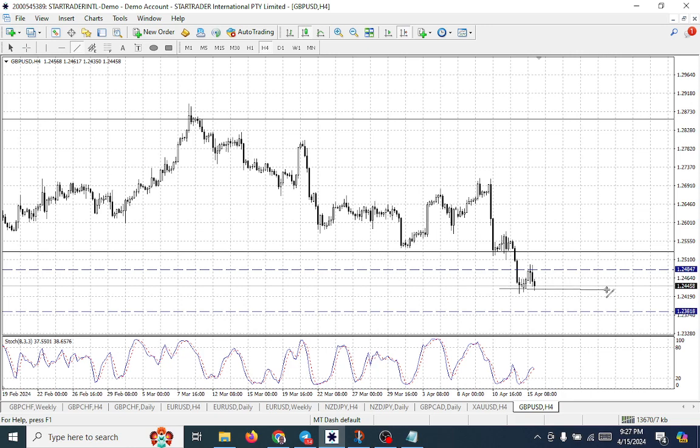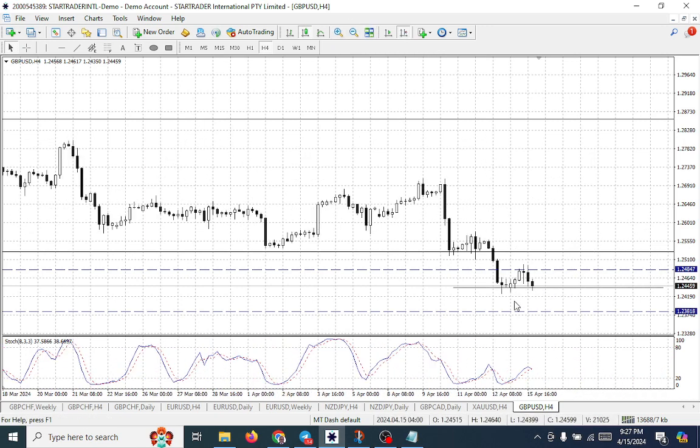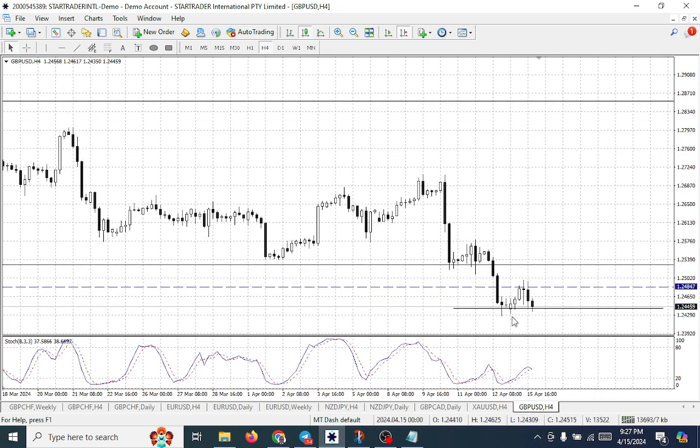If price is able to break this level, you agree with me that the market has decided to continue to go down, creating a break of structure here. So if the market breaks this structure and this candlestick closes below this horizontal line, I would look for a sell opportunity in this market.